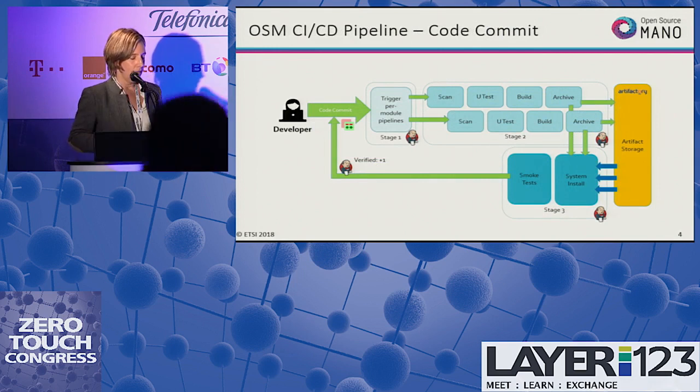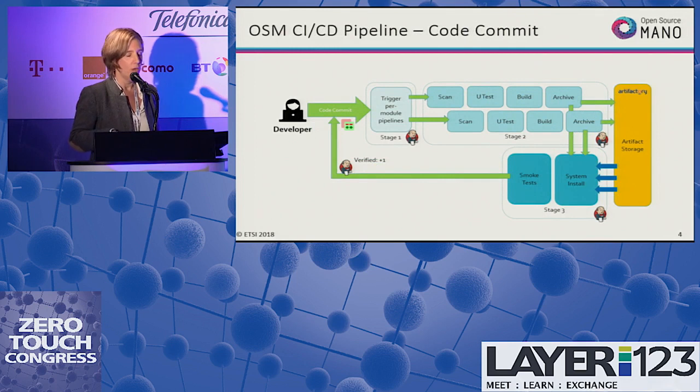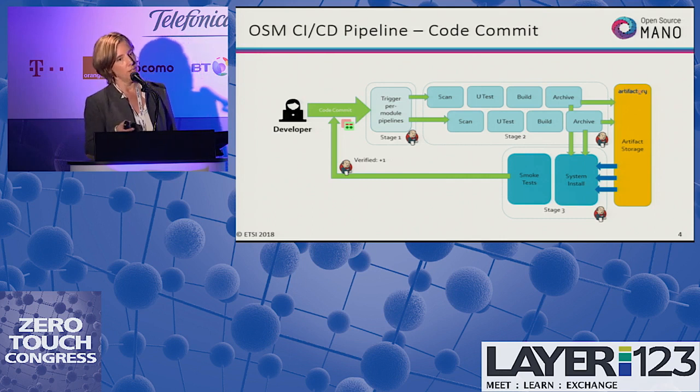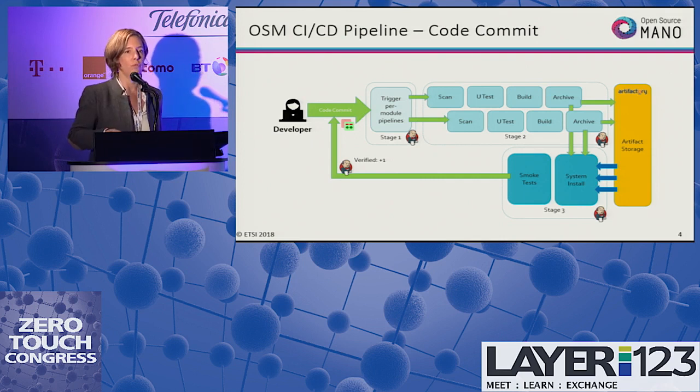This is the pipeline that we follow for code commits. It's made of 3 stages. First one is just to trigger the multi-pipeline approach. And then we'll see in the next slides what each stage is there for. The idea is that each code commit is going to trigger this pipeline. Whenever something fails, the developer gets immediate feedback. And if you get to the very end successfully, then your code gets verified by Jenkins, and the module leaders can push it to the main code line.